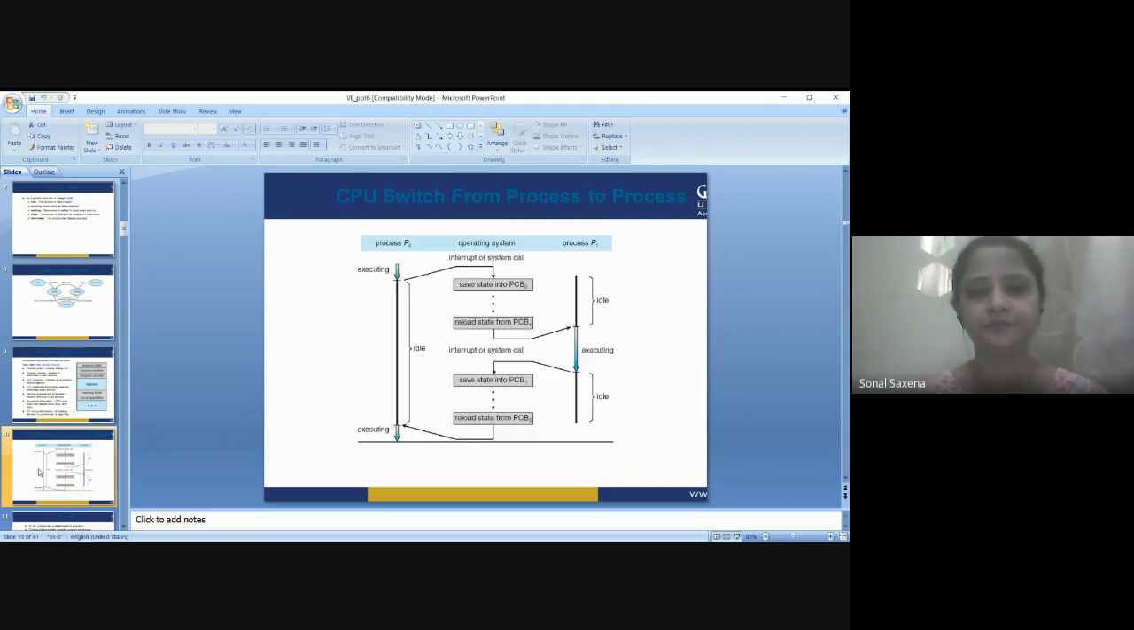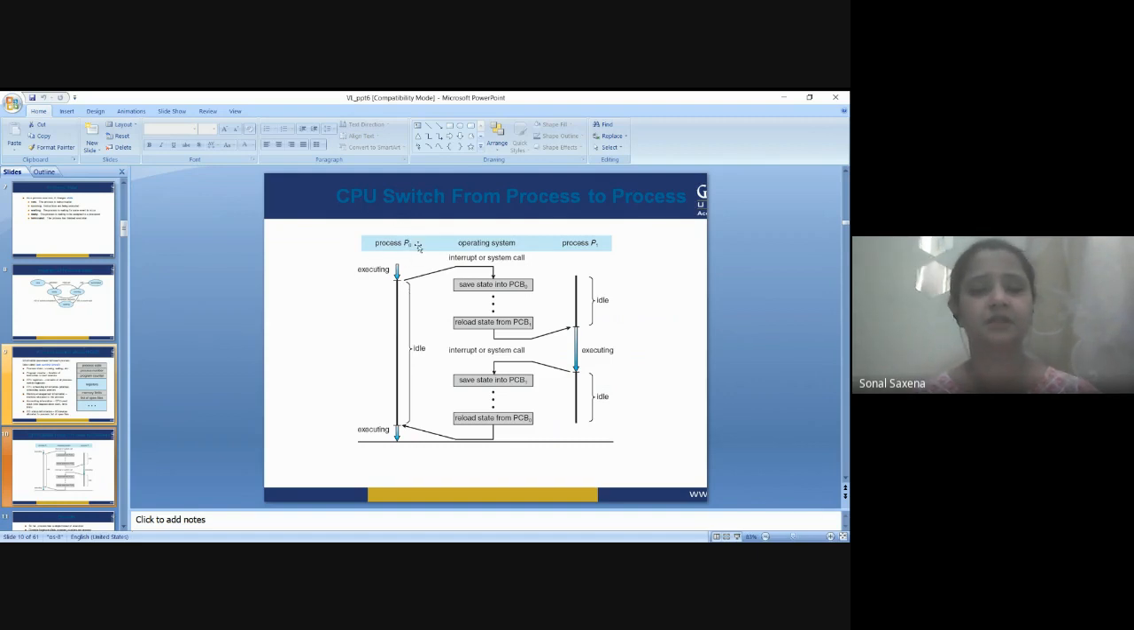Now, this is CPU switching from one process to another. You can see here, this is process 0 and it is executing, right? While it is executing, let us see the role of the operating system. Let's say there is a system call, or some interrupt occurs while executing. What happens? You need to save the state of P0.